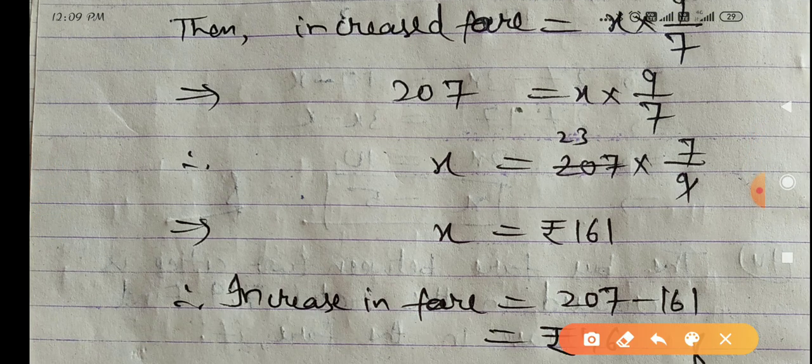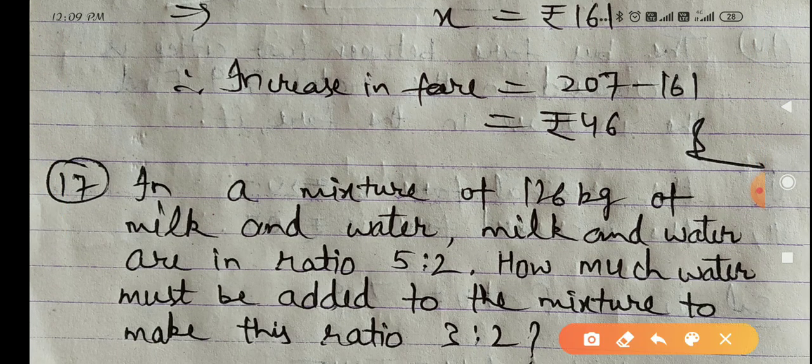So x will come 207 multiplied by 7 upon 9, so 161. So this is the original fare. Now you can see how to find the increase in fare. Increase in fare equals 207 minus 161. 207 is the increased fare, 161 is the original fare you have calculated. So 46 is the increase in fare.